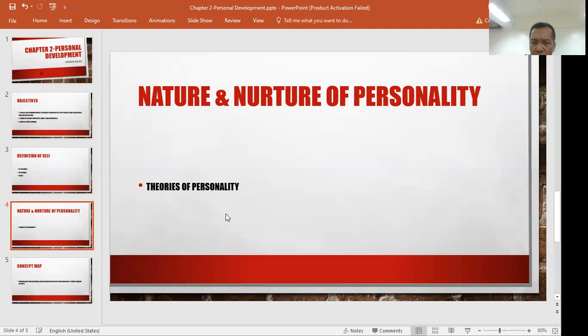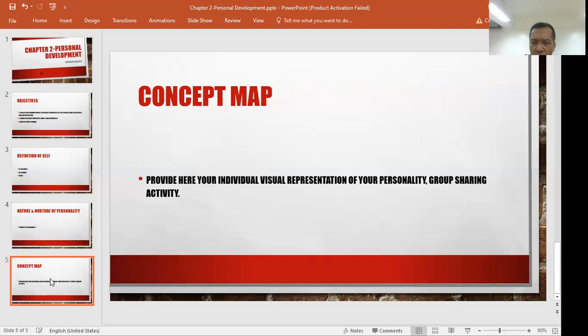So at the end, you can have a concept map, to provide your individual visual representation of your own personality, and this is a group share activity.